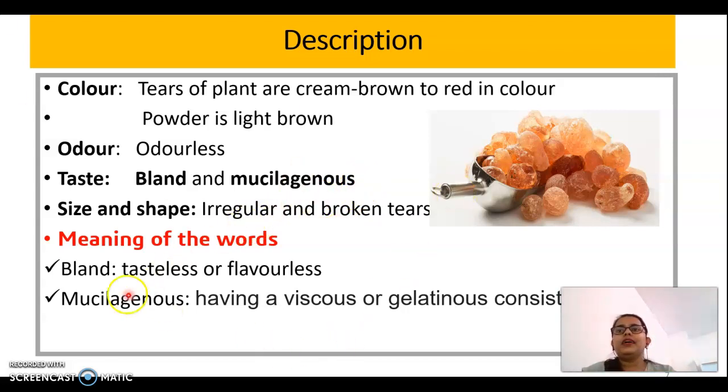See here, bland and mucilaginous. Many of you don't know the meaning, that's why I have directly put it in the slide itself. Bland means tasteless or flavorless, and mucilaginous means having a viscous or gelatinous consistency. Mucilaginous means gelatinous. Gelatinous consistency means if you add it in water, it gives you a viscous preparation.